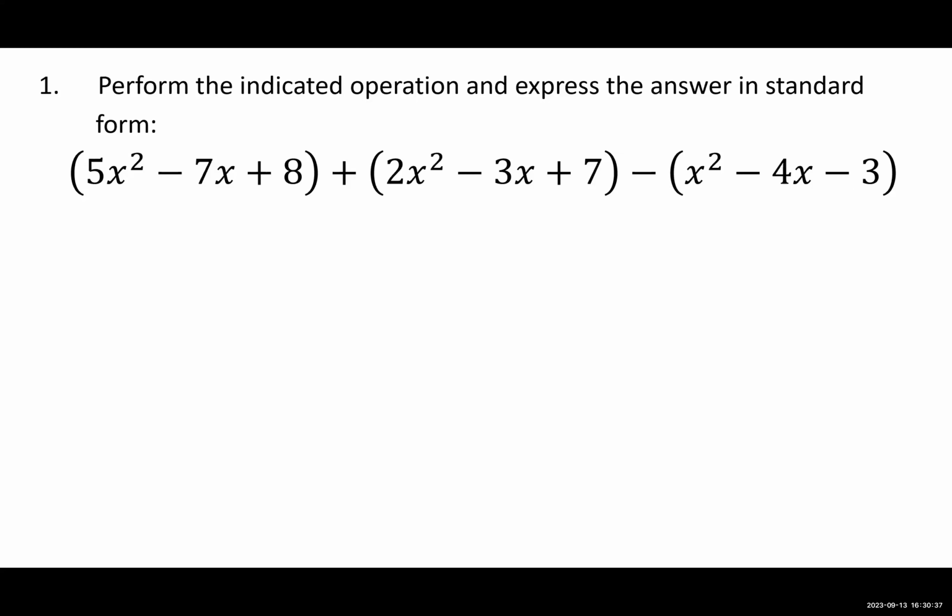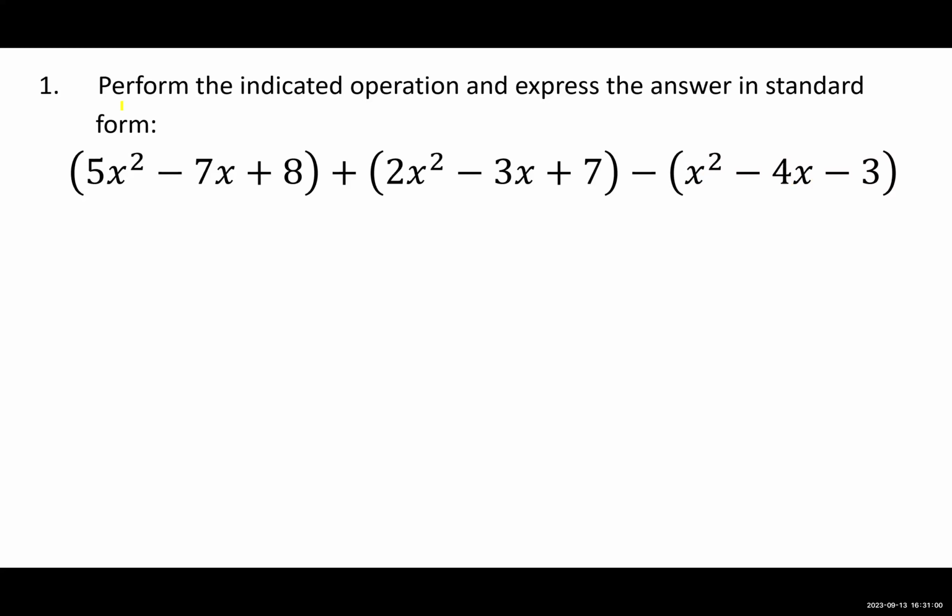In this first problem, we have the sum and difference of 3 polynomials. Each polynomial is in the set of parentheses. So we have polynomial number 1, 5x squared minus 7x plus 8. Polynomial number 2 is 2x squared minus 3x plus 7. And then the third polynomial, we have x squared minus 4x minus 3.